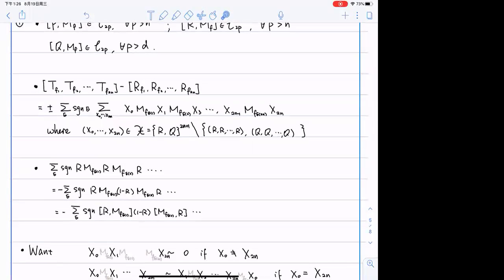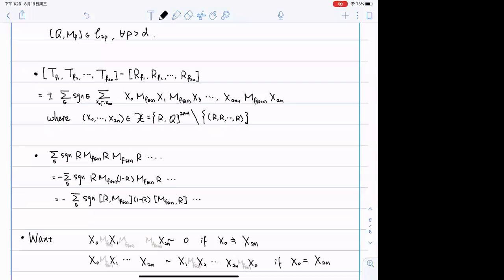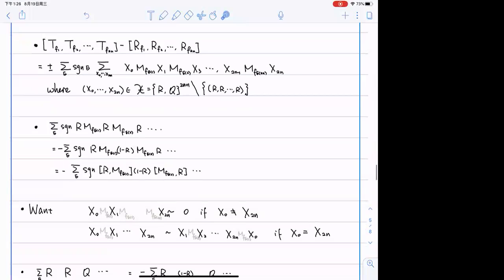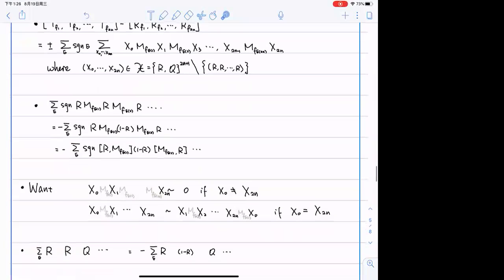So algebraically you have this expression, and each of these x_i is either R or Q, but not all R. Sorry, I think this one is not. So Q, we need to treat Q separately, but this is the case. And once we have written it in this form, we need some little trick. So this is an example of what we are doing.